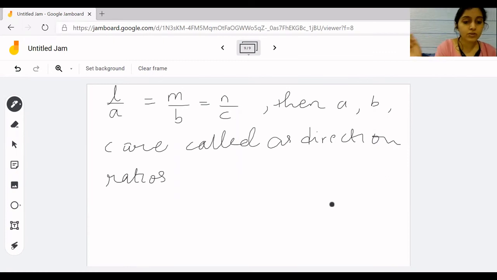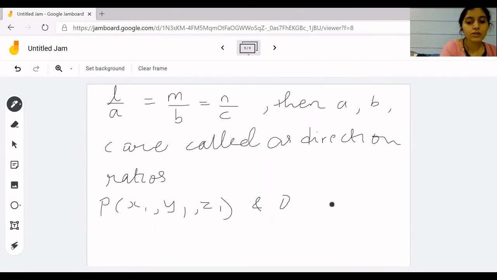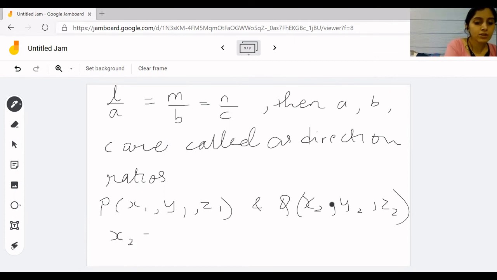or direction numbers or direction proportionals of the line. Now a line may have an infinite number of direction ratios. If we have points P (x1, y1, z1) and Q (x2, y2, z2), then the direction ratios of the line PQ are given by x2 minus x1, y2 minus y1, z2 minus z1.